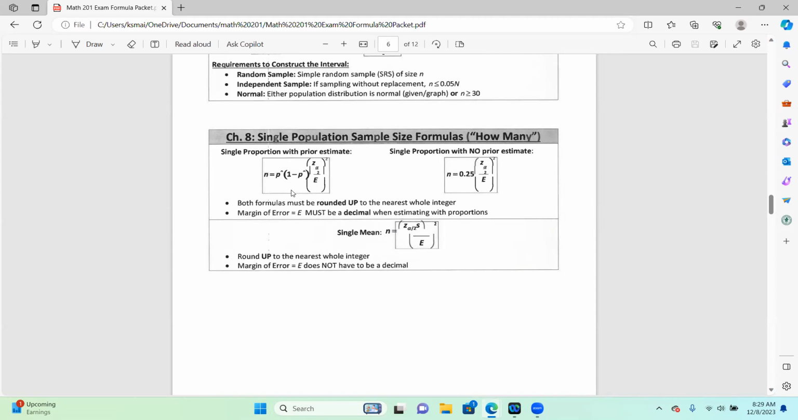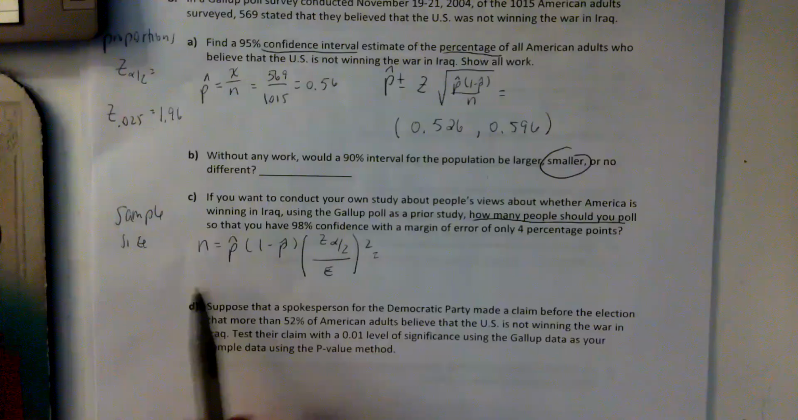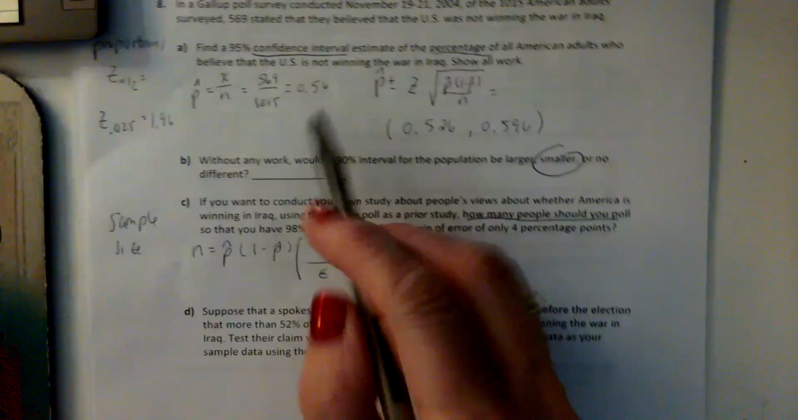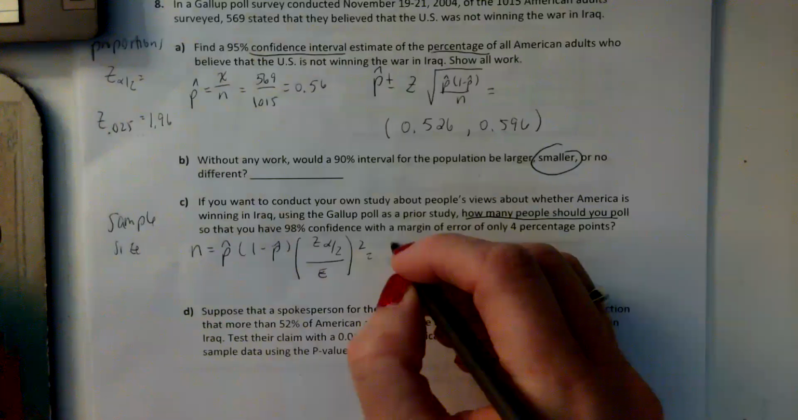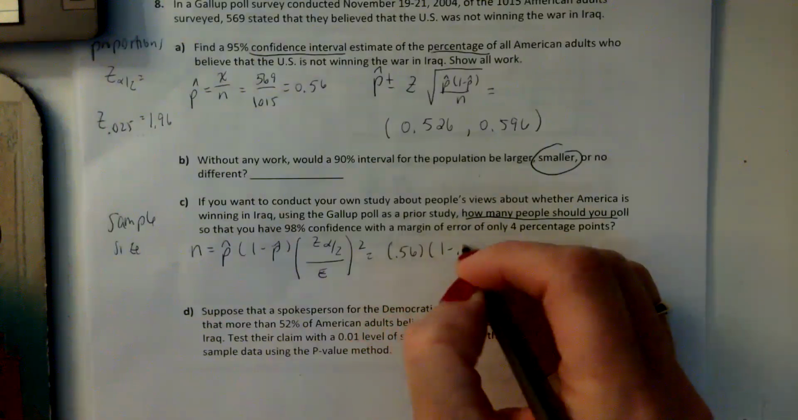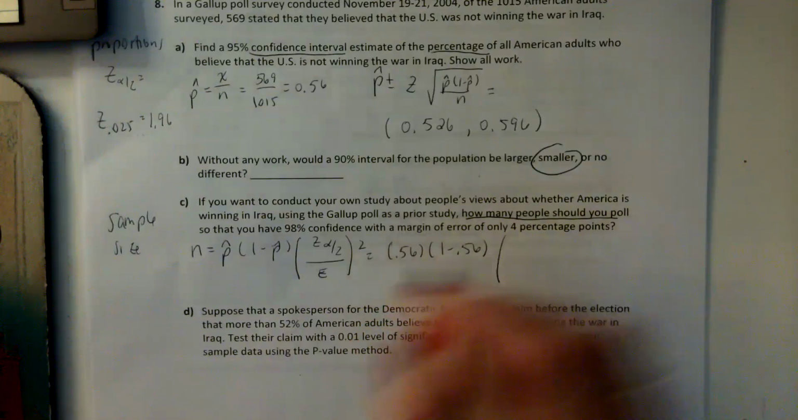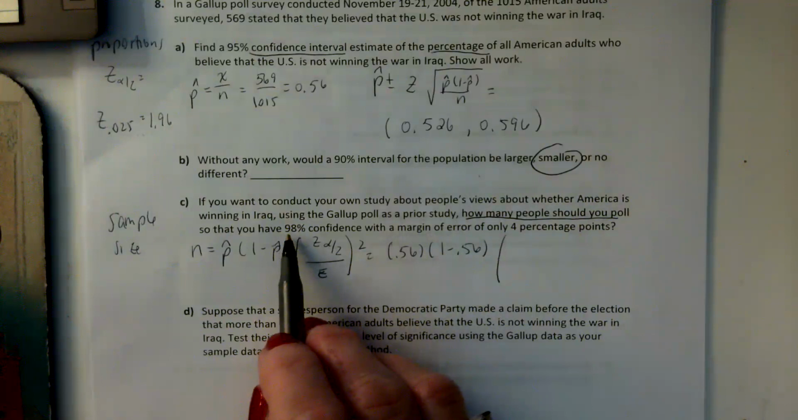My prior estimate is my p-hat of 0.56. So I'm going to use the formula on the left, and I'm going to write it down and show it to you here on my paper. I'm using this formula for sample size, and my prior p-hat is 0.56. So I've got 0.56 times 1 minus 0.56. And my z of alpha divided by 2 is going to be my z.